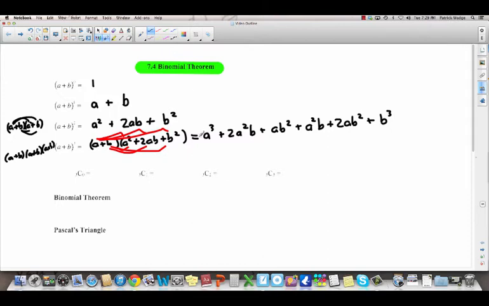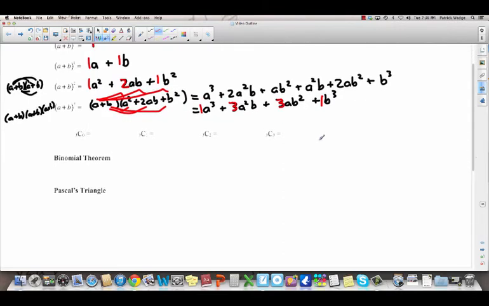Alright, now we can combine some terms here. The A cubed can't combine with anything, but the 2A squared B can combine with this A squared B to get 3A squared B. The AB squared can combine with the 2AB squared to get 3AB squared, and we have the B cubed. Now, why are we doing this? Well, here's what I want to do. I want to highlight all the coefficients. So we have 1, then we have 1 and 1, and then we have 1 and 2 and 1, and then we have 1 and 3 and 3 and 1. Why are we doing that? Well, we'll soon see. Be patient, be patient.